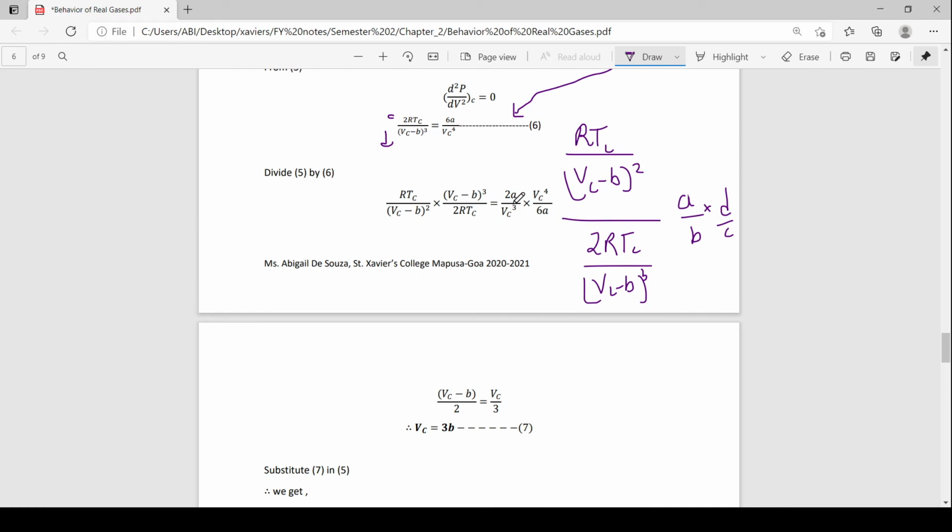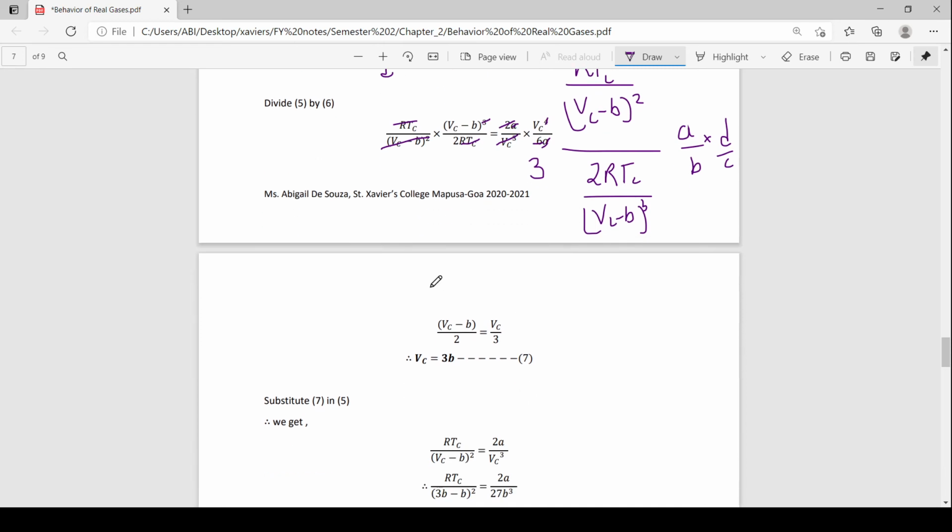After doing this we can cancel. We are left with Vc. a goes off. We are left with 2 upon 3. So we are left with Vc upon 3 on the right hand side. On the left hand side, this gets cancelled. I'm left with one term on top, Vc minus b, correct? RTc goes off, divided by 2. So I get this equation: (Vc minus b) upon 2 equals Vc upon 3.